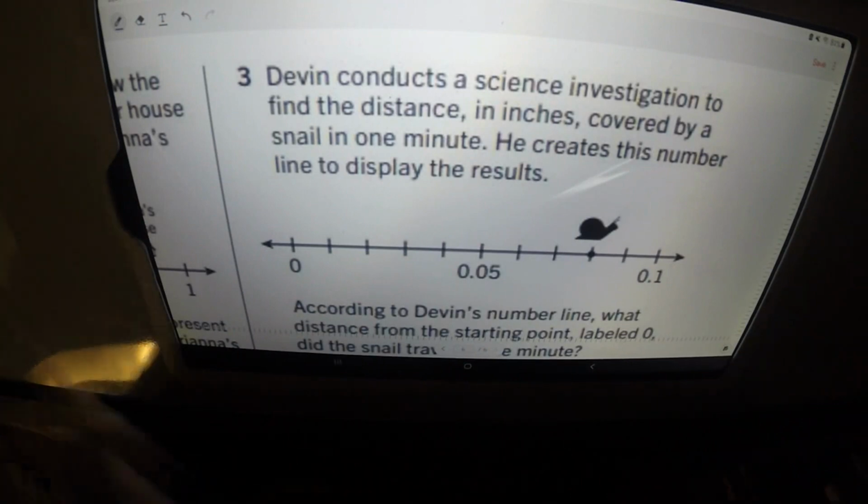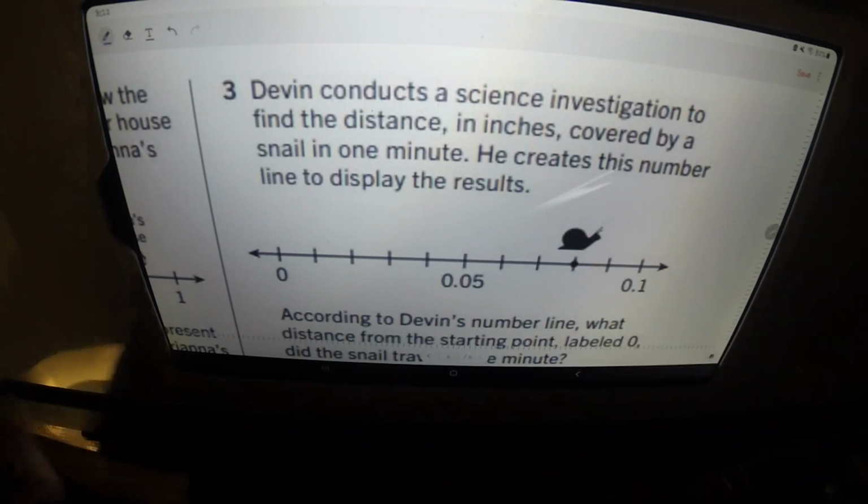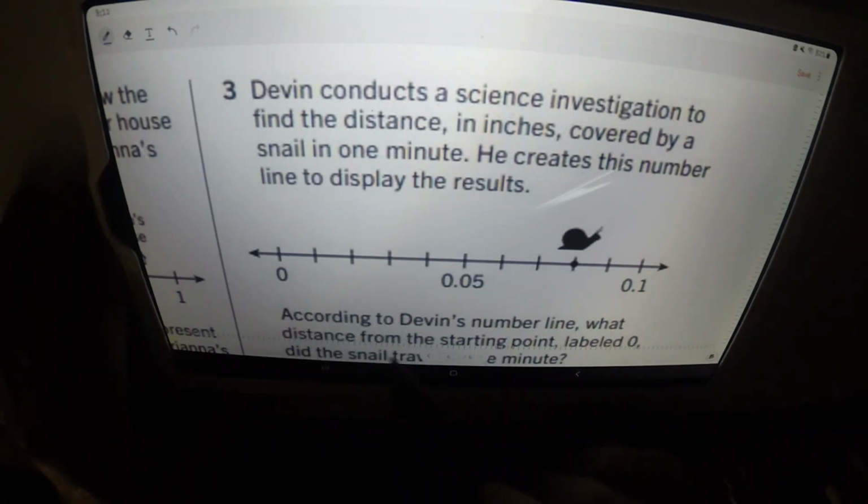Devin conducts a science investigation to find the distance in inches covered by a snail. See, there's a snail right there. In 1 minute, he creates this number line to display the results. Let's examine this figure they've given us.